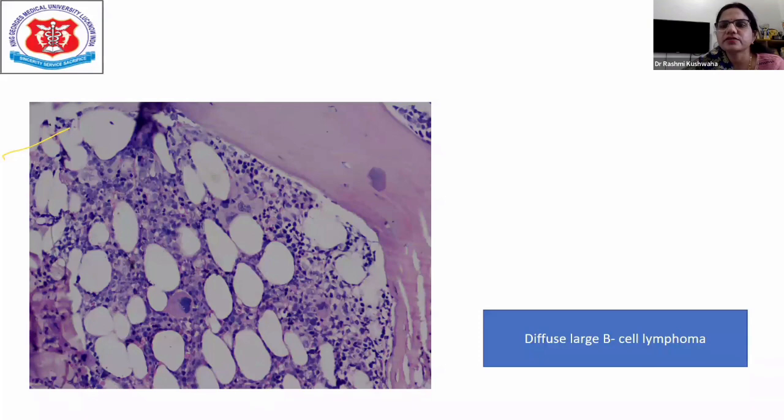So this is a case of diffuse large B-cell lymphoma, and this is a trephine biopsy of the same case, showing infiltration by similar kind of cells on the trephine section. So in my presentation, I have tried to correlate flow cytometry with the tissue biopsy, so that you can correlate how we see the population of interest in the flow cytometry and how we see it on the immunohistochemistry slides.